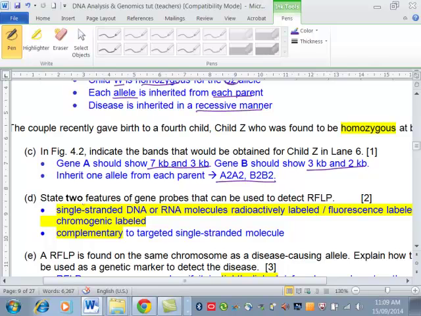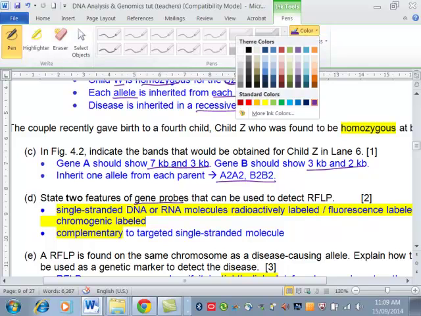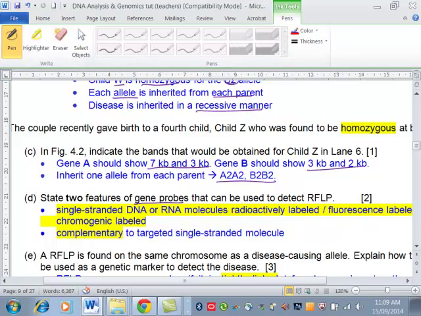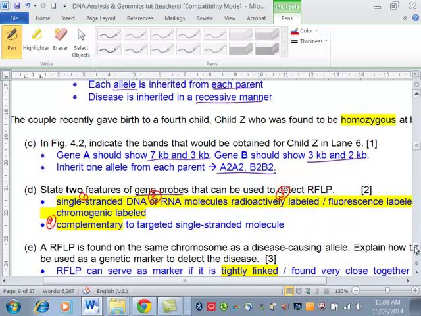Okay, part D, 2 features of a gene probe. I think this one should be quite easy for you. Remember, I told you whenever you mention probe, you must mention number 1 that it is single-stranded. Number 2, the probe is DNA or RNA. Number 3 is how it is labeled. Then maybe you can add number 4, that it must be complementary to the target single-stranded molecule.